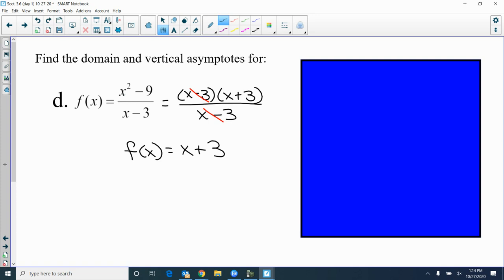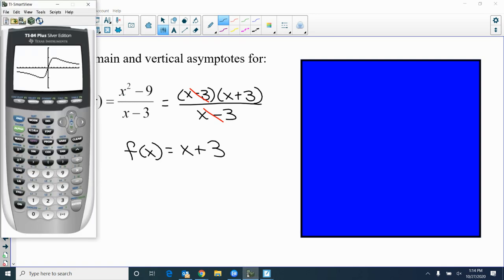And just keep it as x squared minus 9 over x minus 3. I'm going to change my window back. And let's see, y equals x squared minus 9 divided by x minus 3 and graph. Straight line. Do you see a vertical asymptote? There is no vertical asymptote there.